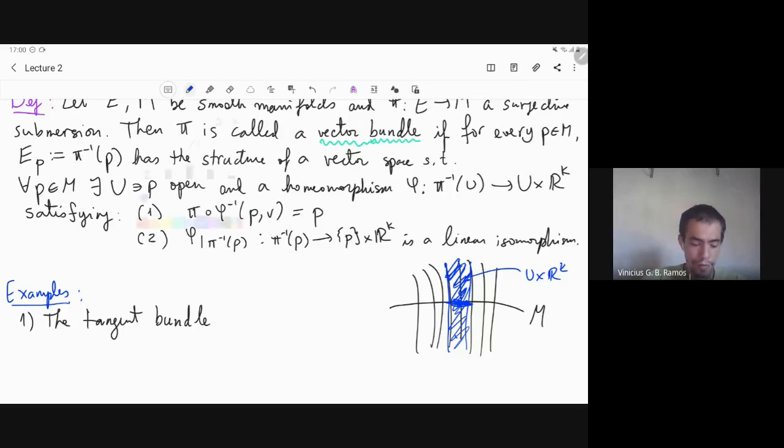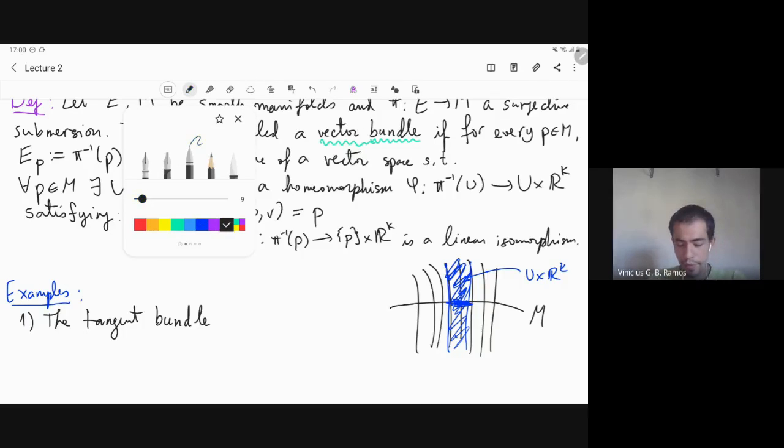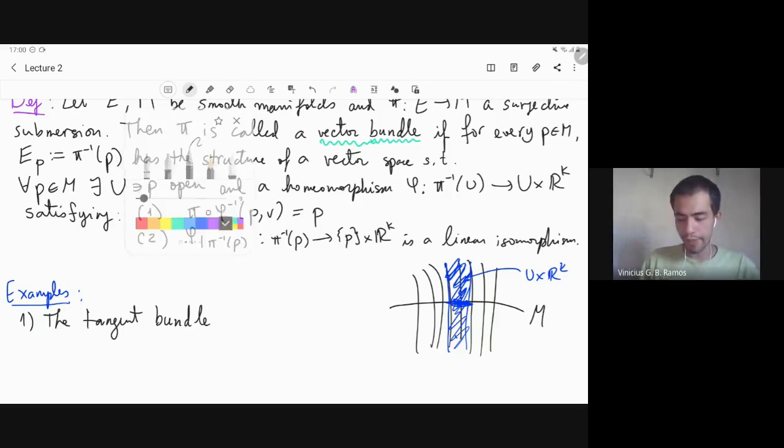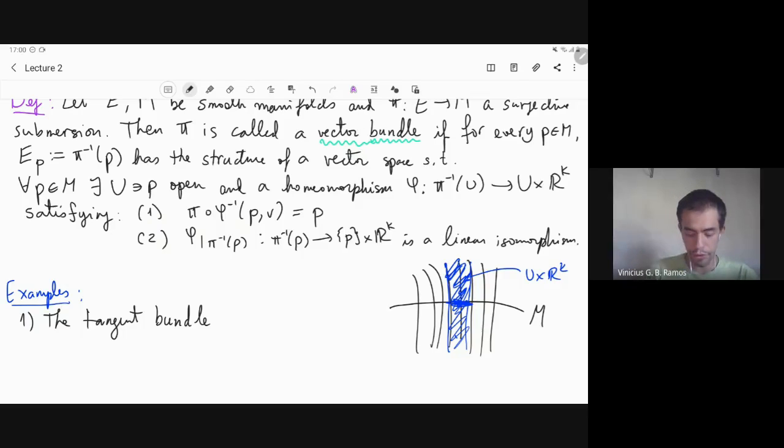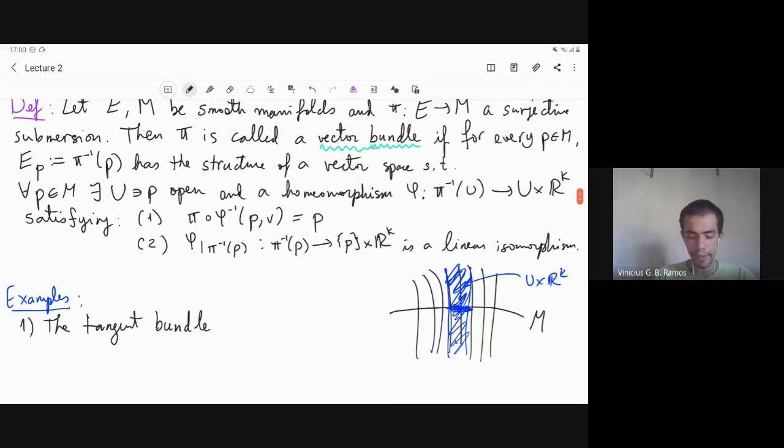This would be a trivial bundle, but you can at least locally say that. So this is a condition of local triviality. And what's the condition? The condition is that when you take P V, you take the preimage by phi, and you project it by pi, then you get P.